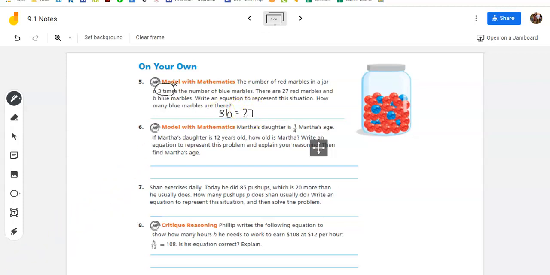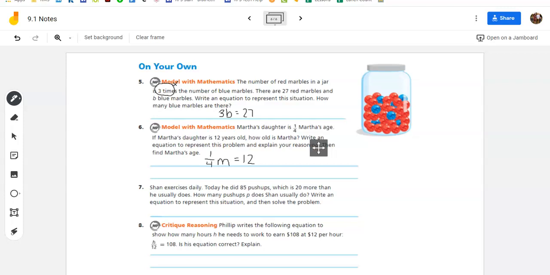Okay, let's look at number 6. Martha's daughter is a fourth of Martha's age. If Martha's daughter is 12 years old, how old is Martha? Write an equation. So we know the number is equal to 12. I'm going to use M for Martha. You could use A for age. 1/4 of Martha's age. So 1/4 with an M next to it. That means we're multiplying them. Okay, since we know that her daughter is a fourth of her age, and her daughter is 12, Martha is going to be 48 because a fourth times 48 is 12.